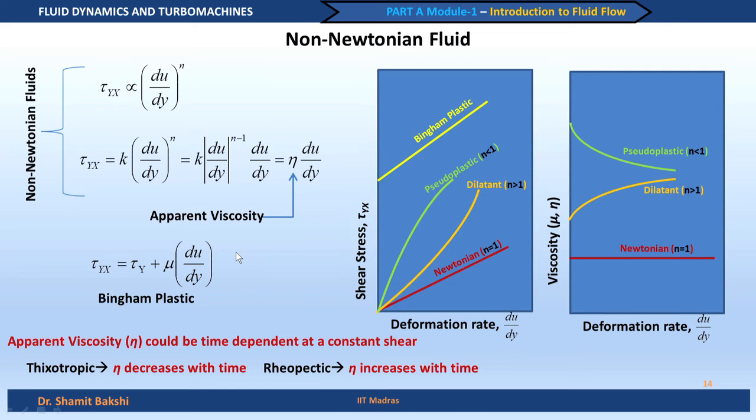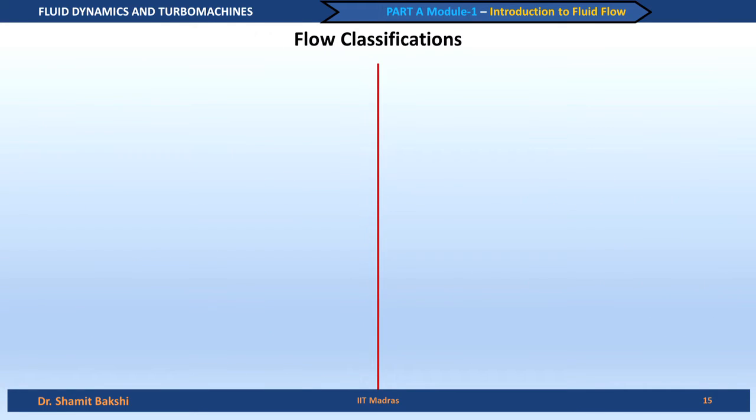The next important thing for this first part of this module is how you classify flows. We have introduced what is a fluid and what the different flow fields are, what the different parameters characterizing the flow field are, like the velocity field and stress field, and how the stress field relates to the velocity field. Now, there are different ways of classifying flows. Let us look at some of these classifications.